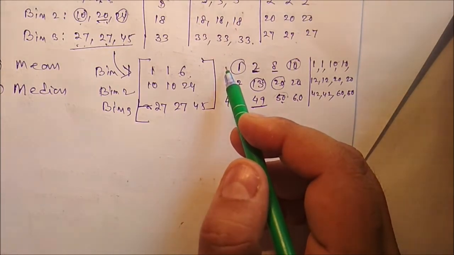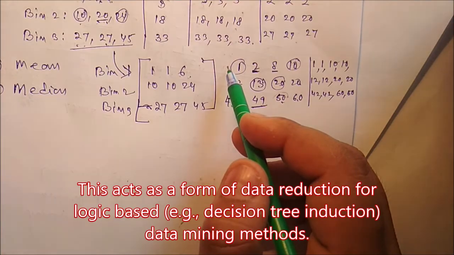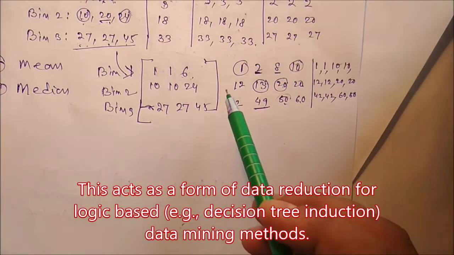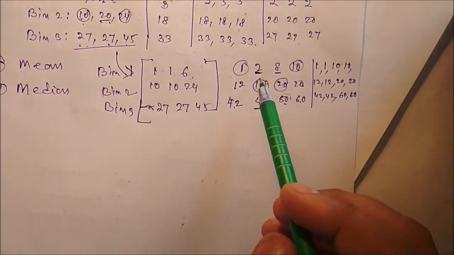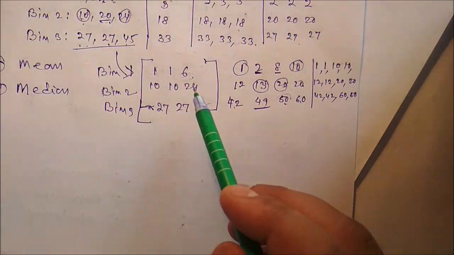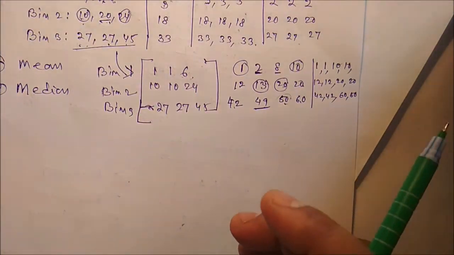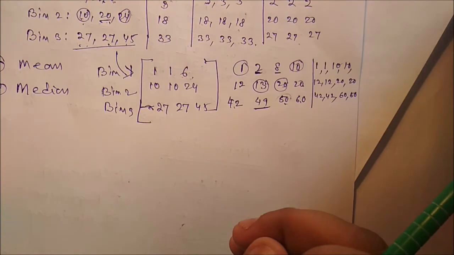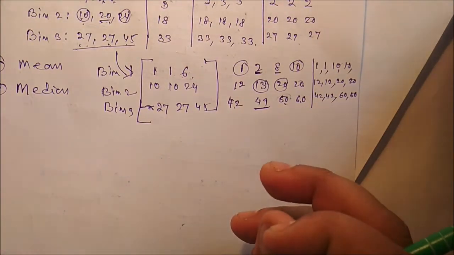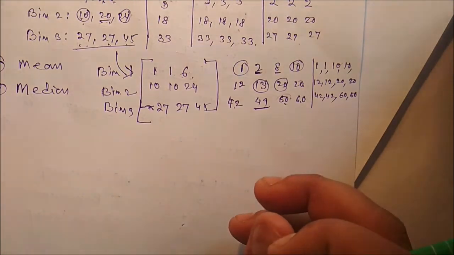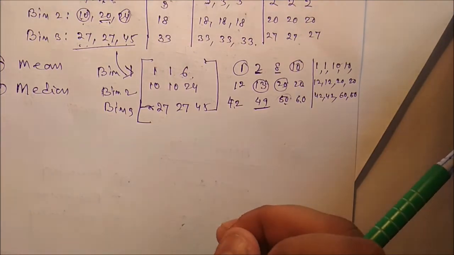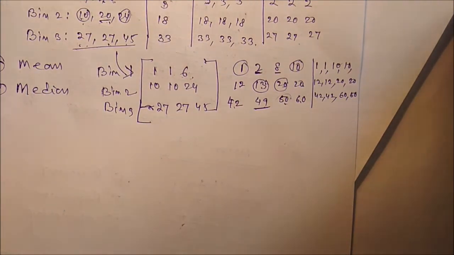These act as a form of data reduction for logic-based data mining methods. If you want to apply a logic-based data mining method, for example decision tree induction, we may use the binning method to reduce the number of distinct values. Or we may apply concept hierarchies, a form of data discretization that can also be used for data smoothing. We may also apply regression to remove the errors, or clusters to remove the outliers.